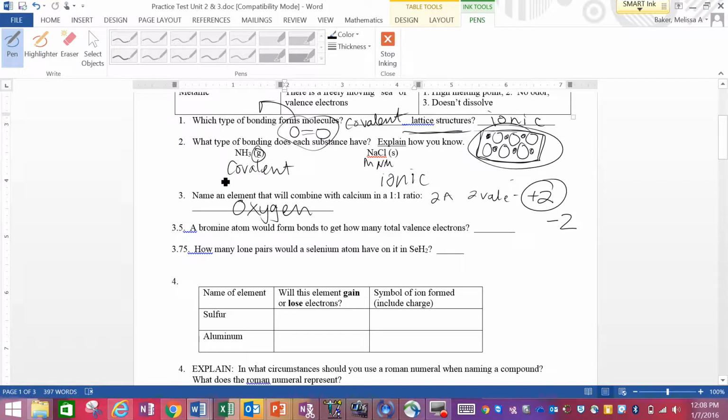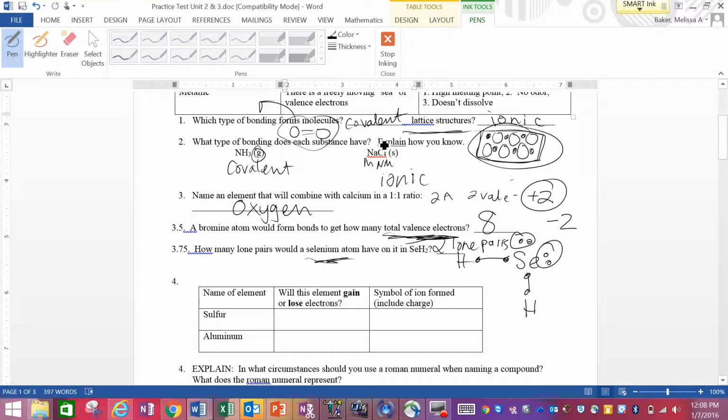How many bonds would a bromine form? A bromine atom would form bonds to get how many total valence electrons? Everything wants the grade 8. How many lone pairs would a selenium atom have on it in SeH2? So let's draw Se with the 2 H's, and it would have 2 sets of lone pairs. 2 lone pairs. This is a lone pair right here, and this is a lone pair right there.